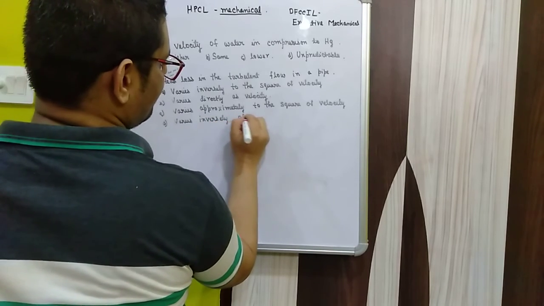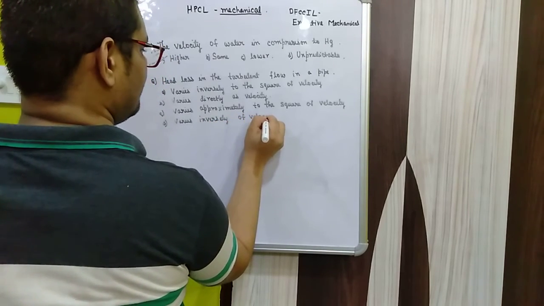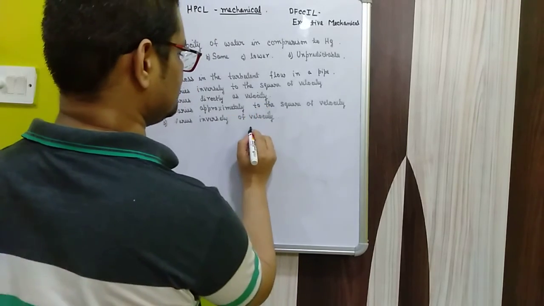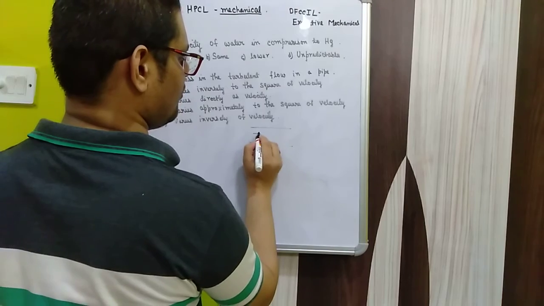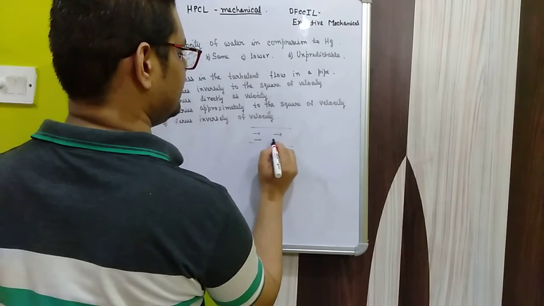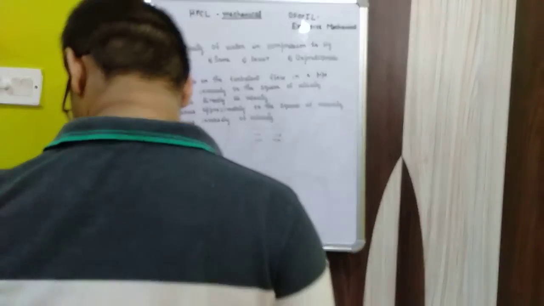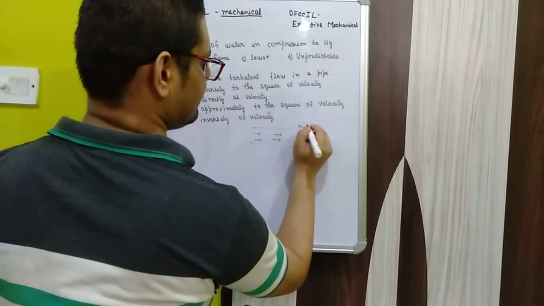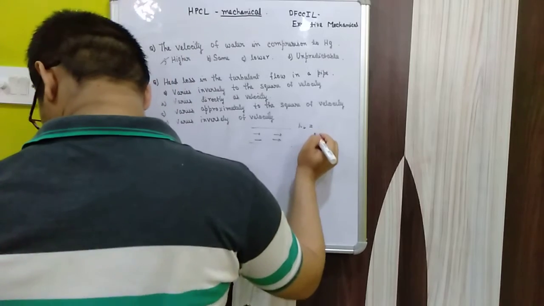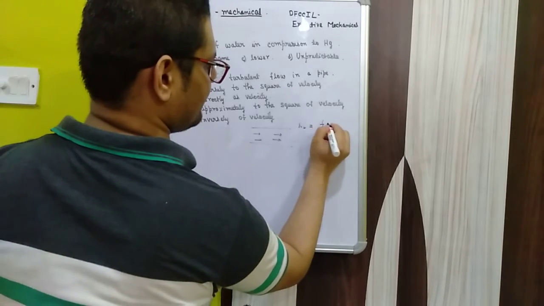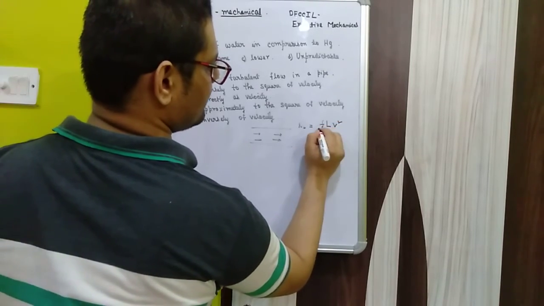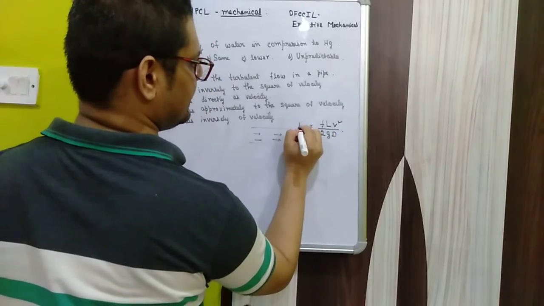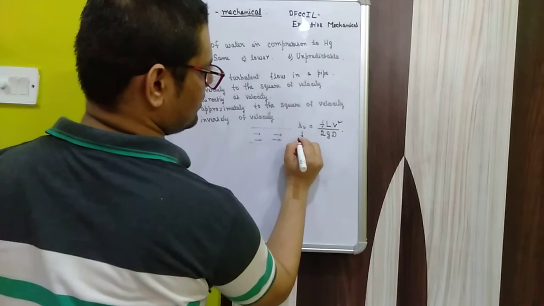In this question they are asking what is the head loss of the turbulent flow in the pipe. So in the pipe there will be the flow of the liquid. So what will be the head loss? The head loss equation is given by HL equals F L V square by 2 G D. This is called the head loss.